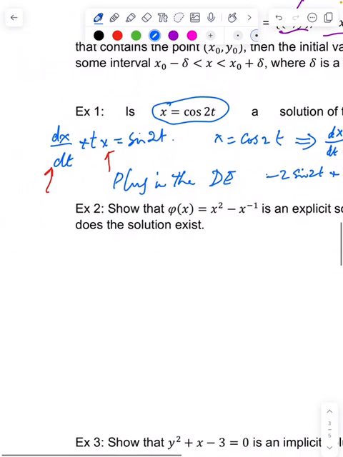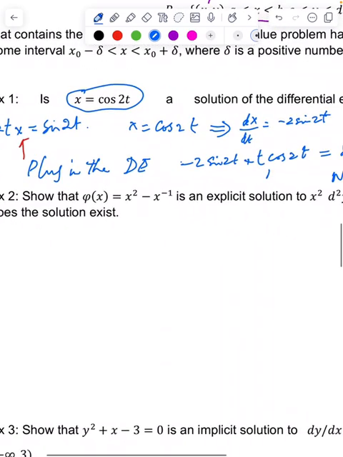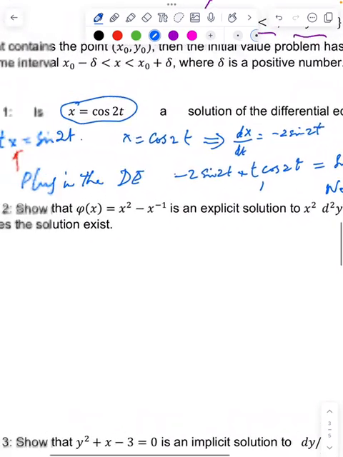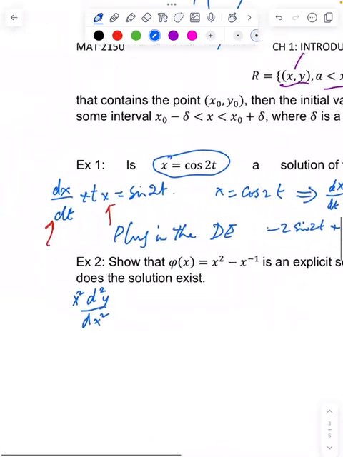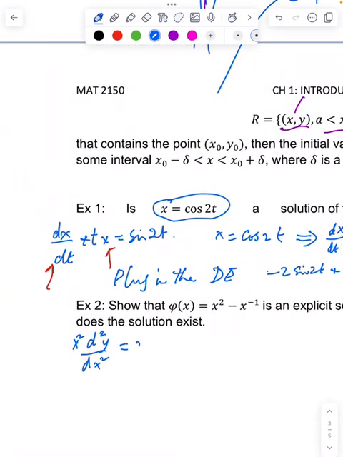Okay, looking at the next one, now here it's saying show that. So it's not saying determine whether it is a solution or not. It's saying show that this is a solution, which means this function is a solution. So my differential equation is x squared d2y by dx2 is equal to 2y. So very simple equation, and our phi of x is x squared minus x to the negative 1. So I am going to call it y.